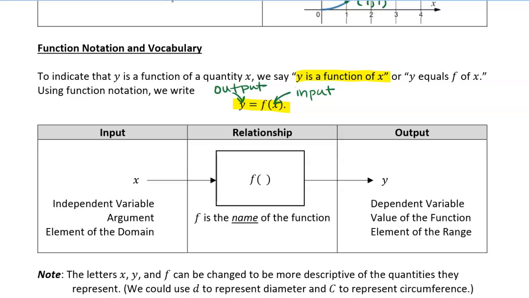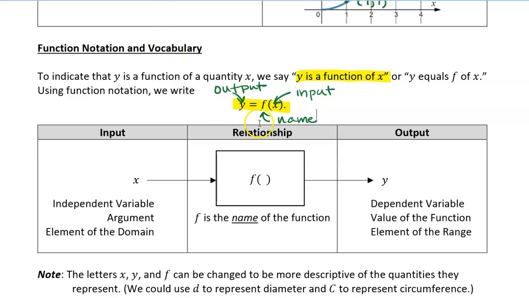Okay, and f is the name of the function. It's just the name. It's not a variable or anything like that. We call that function f. It's the name of the function, and we're using the parentheses as the receptor for the input.